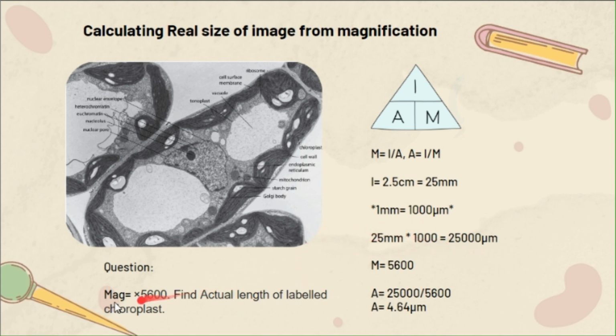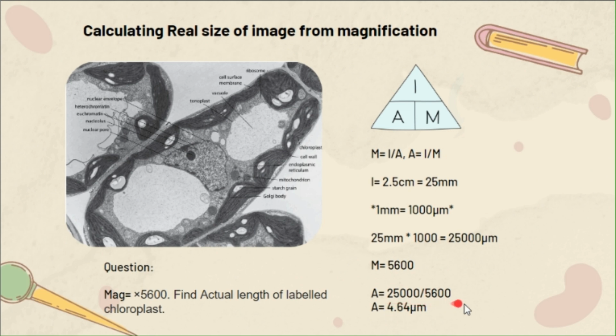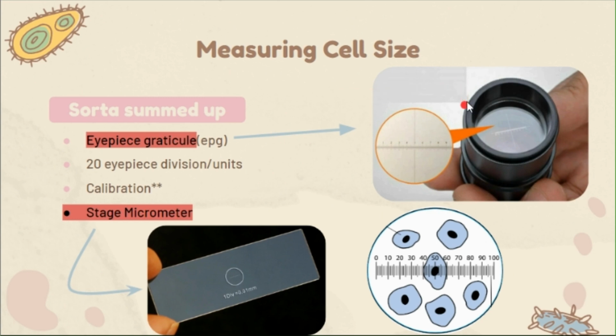Now we need M, which is given in the question, thank God, times 5600. Now slap it into the formula and we get 25K over 5600. Smash that into our calculator and you get A as 4.64 micrometers to 3 significant figures. Yeah, measuring cell size. Honestly, so cool that you can measure these tiny cells with a microscope. What's not cool though is that A-levels is going to force you to do it.